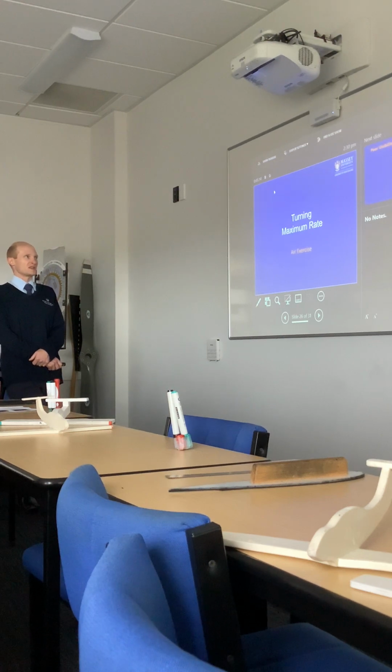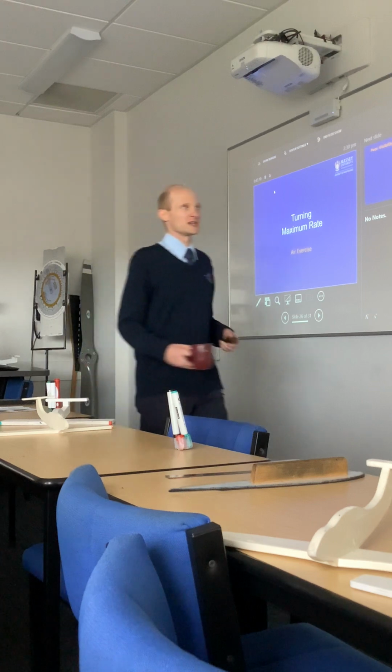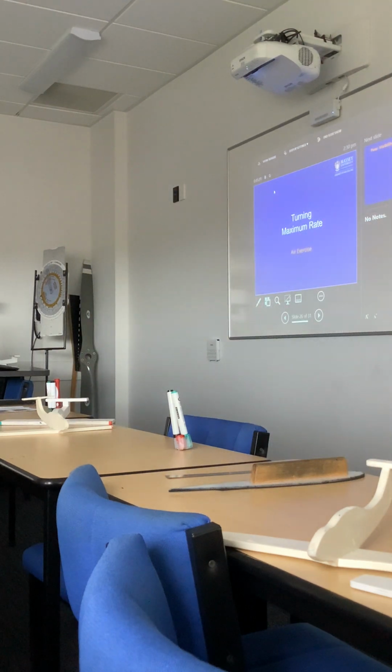So let's take a look at the air exercise, and we're going to base most of the air exercise off being in the poor visibility configuration because it's not really a maximum rate turn if we are having to limit the angle of bank and power, if we're having to limit the power. So that's what we'll base this off. So it's a bit like a steep turn.